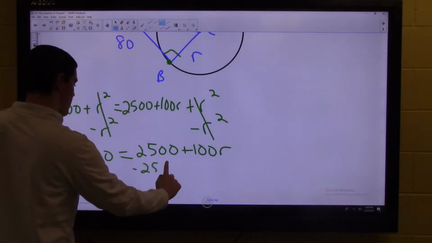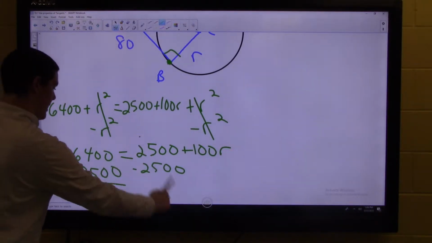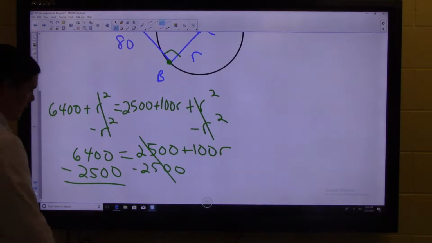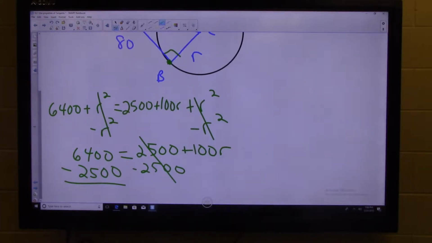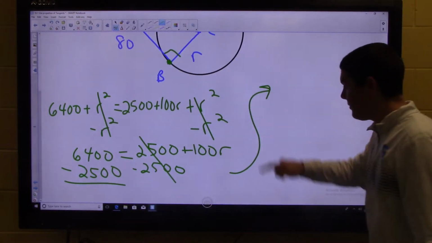minus 2500. Guys, I'm just solving the equation. Again, if you need me to slow down, pause me. And you guys are used to this. It froze on me. I can't extend the page anymore. So I'm going to write it over here.